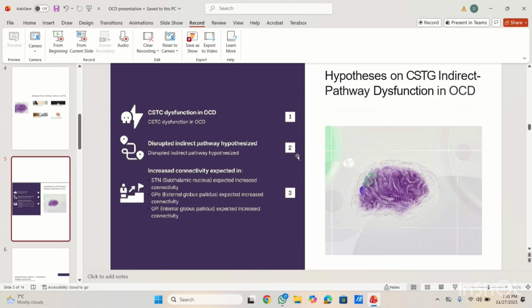So what are the issues and the hypothesis of this article? The CSTC circuit has long been believed to be involved in OCD. Previous research suggests that OCD patients may have disruptions in the indirect pathway, which is responsible for stopping unwanted actions. And the authors also predicted that OCD patients would show increased functional connectivity in specific subcortical regions of the brain, especially the STN, GPE, and GPI, where the STN stands for the subthalamic nucleus, GPE for external globus pallidus, and GPI for internal globus pallidus.